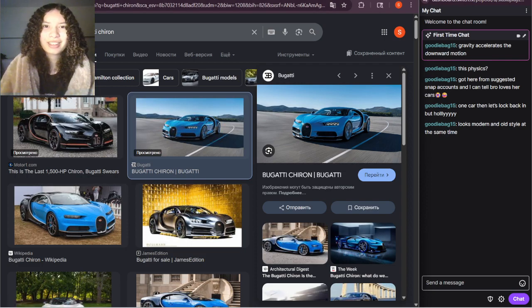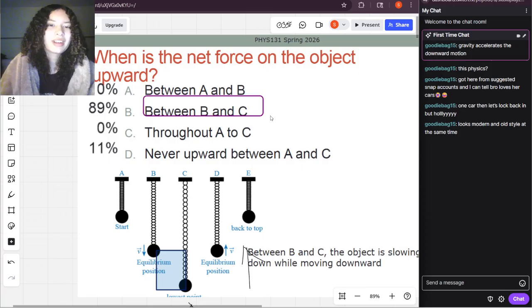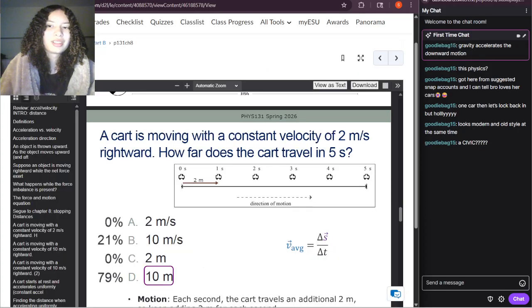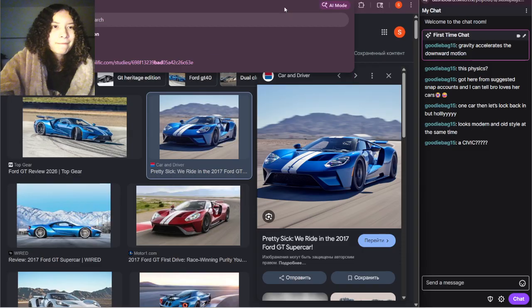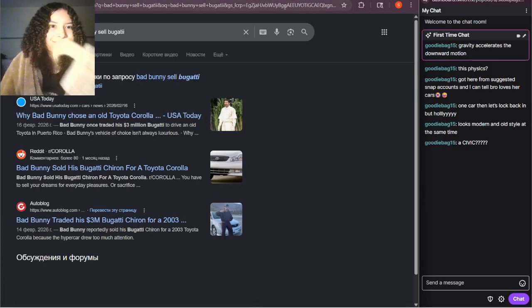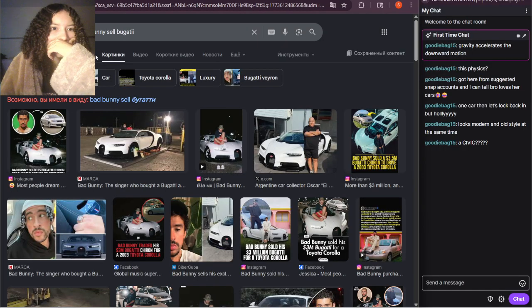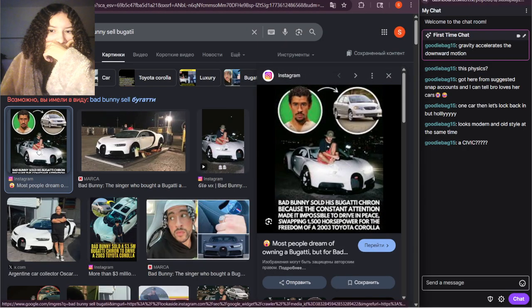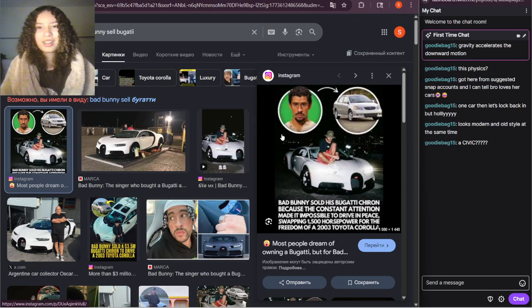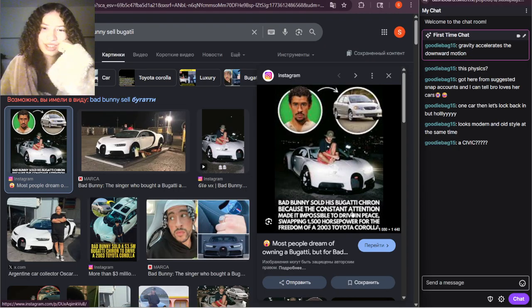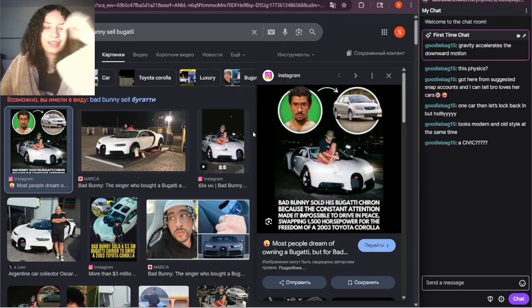Oh my gosh, I'm gonna get sidetracked. I could talk more about cars if I do a couple physics problems first. Oh, it was a Corolla. It was not a Honda Civic. Bad Bunny sold his Bugatti because the constant attention made it impossible to drive in peace, swapping 1,500 horsepower for the freedom of a 2003 Toyota Corolla. I mixed it up. I thought it was a Civic, but it wasn't. My brain, like, I don't know. Still an insane swap.